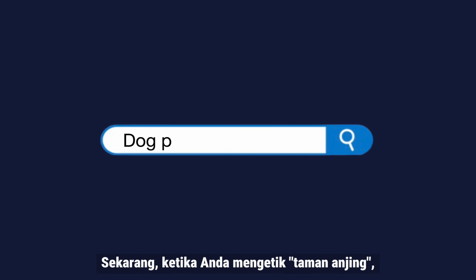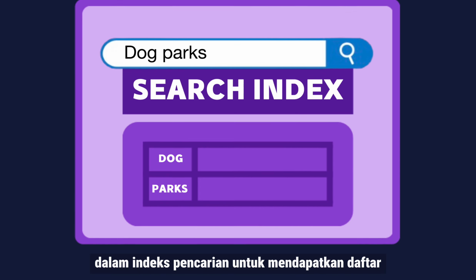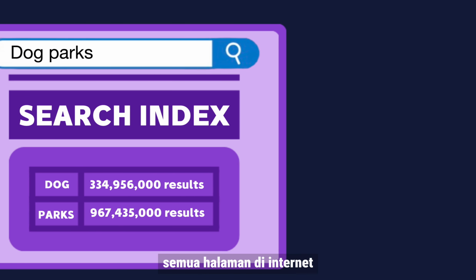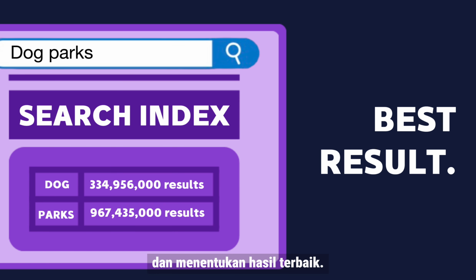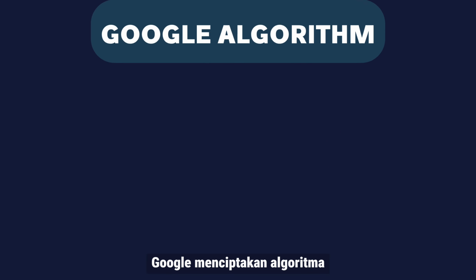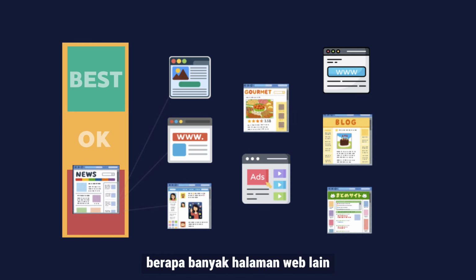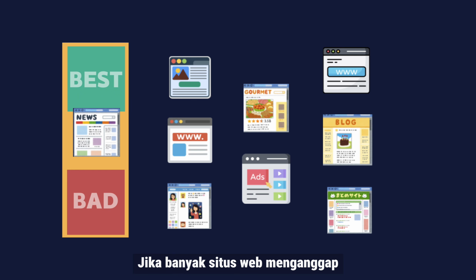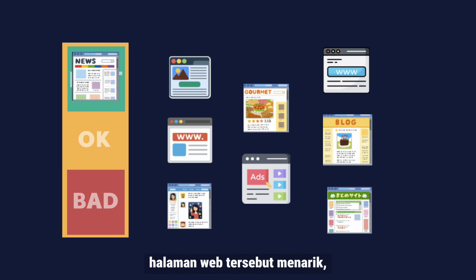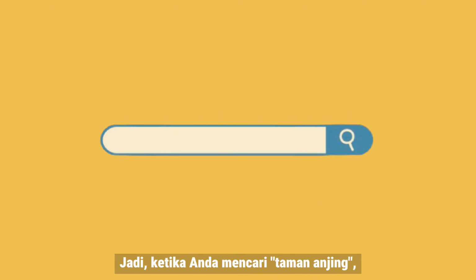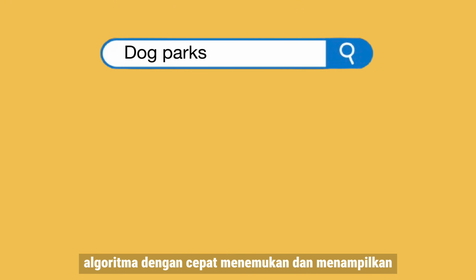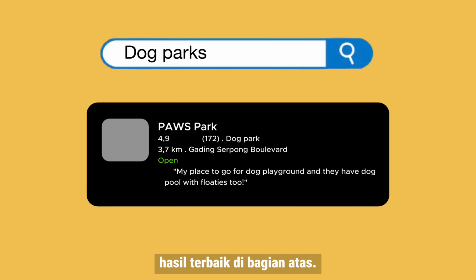Now when you type dog parks, the search engine looks up each of those words in the search index to get a list of all the pages on the internet containing those words and determine the best result. Google invented the algorithm for choosing the most relevant results for a search by taking into account how many other web pages link to a given page. If lots of websites think that a web page is interesting, then it's probably the one you're looking for. So when you search for dog parks, the algorithm quickly finds and shows you the best result at the top.